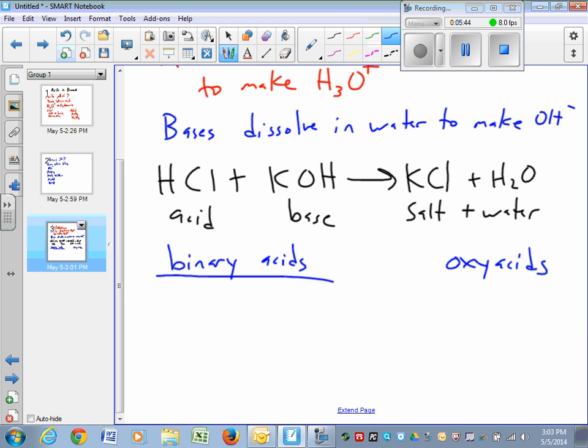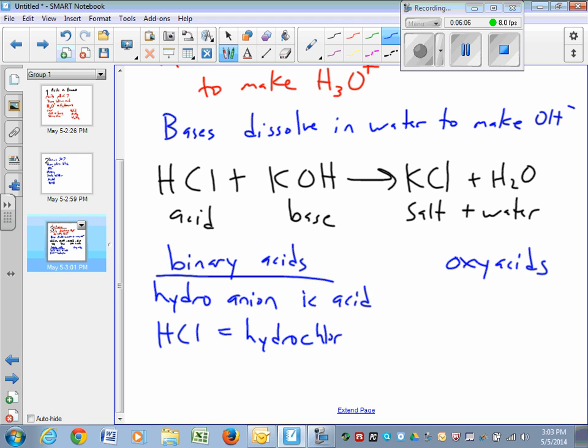So binary acids always start with hydro. Then we put the name of the anion, and then it ends in ic acid. For example, HCl is hydrochlorine, so hydrochloric acid. Nice and simple.